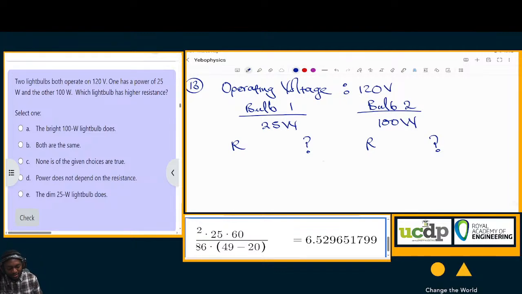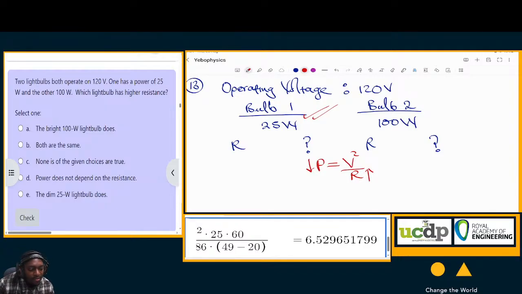So I will help you with this equation. Remember the equation which we just presented earlier on? P is equal to V squared over the resistance. So in this case, the voltage is constant, meaning if you have a higher resistance, then the power would be low. So a low power will have a higher resistance, which means that our correct answer would be bulb 1.